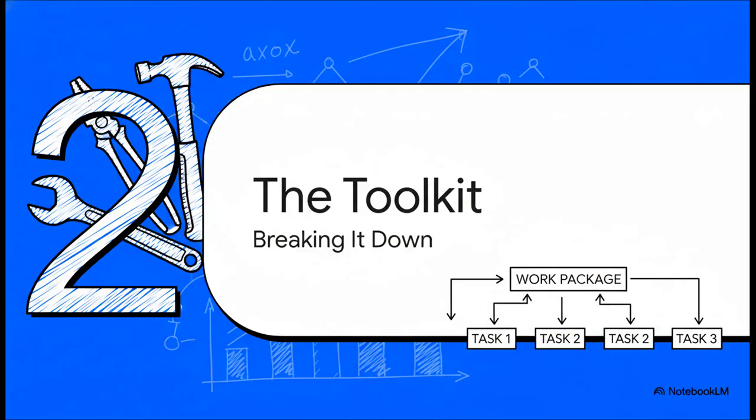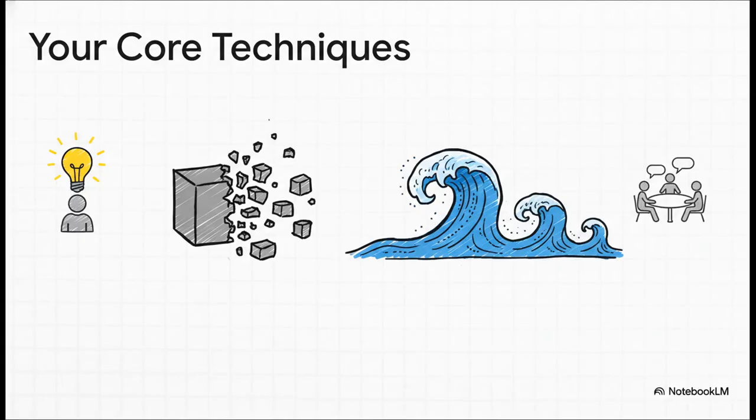All right, so our foundation is solid. Now it's time to open up the toolkit. How do we actually take those work packages, those chunks of work, and turn them into a concrete to-do list? Well, this is where the real work and, frankly, the real magic begins. The official guide gives us 4 main tools and techniques.